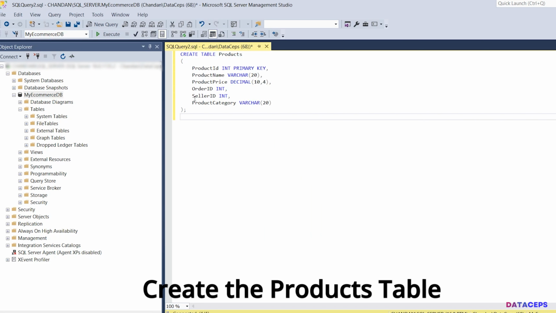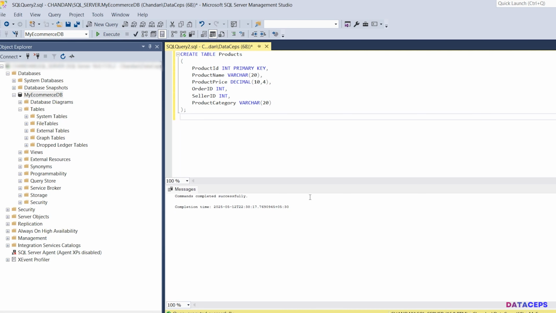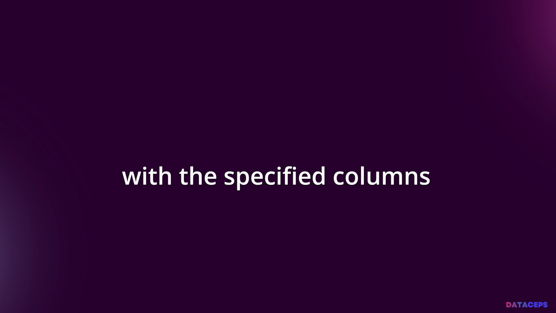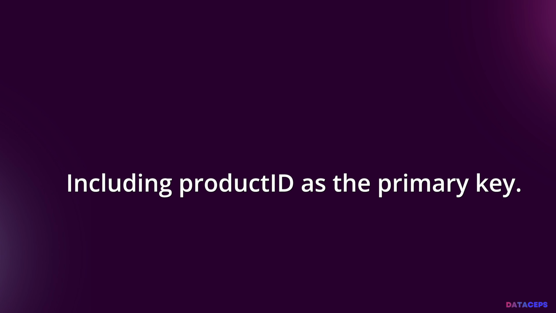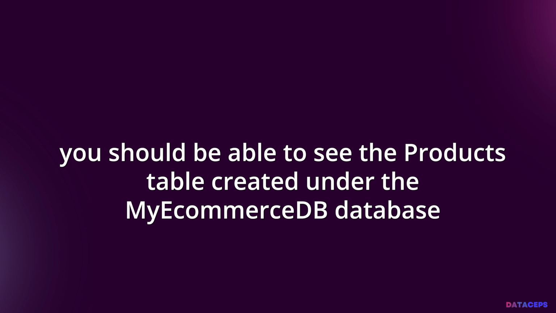3. Create the products table. Execute this SQL statement to create the products table. To execute, press the Execute or F5 button to run the command. This will create the products table with the specified columns, including product ID as the primary key. Now that you've successfully executed the SQL statement, you should be able to see the products table created under the My E-commerce DB database.